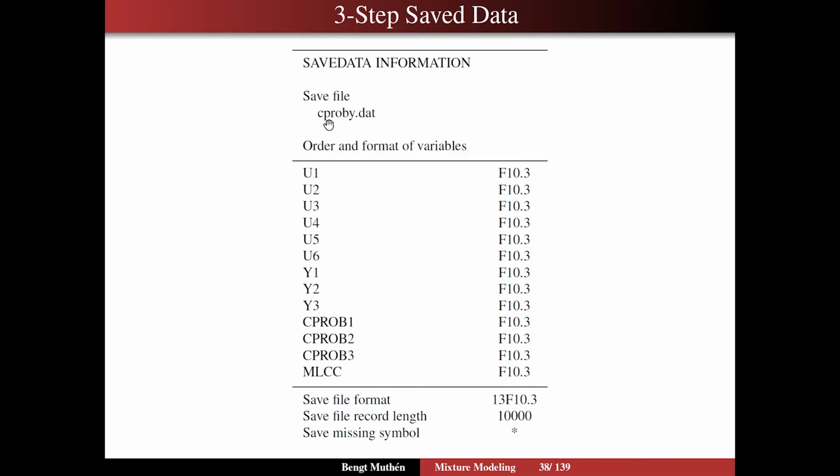The save file name is cproby.dat, and then you get the use variables, plus these auxiliary variables that we had, plus the class probabilities for the 3 classes, and the most likely class designation for the latent class variable C. Most likely class for C.